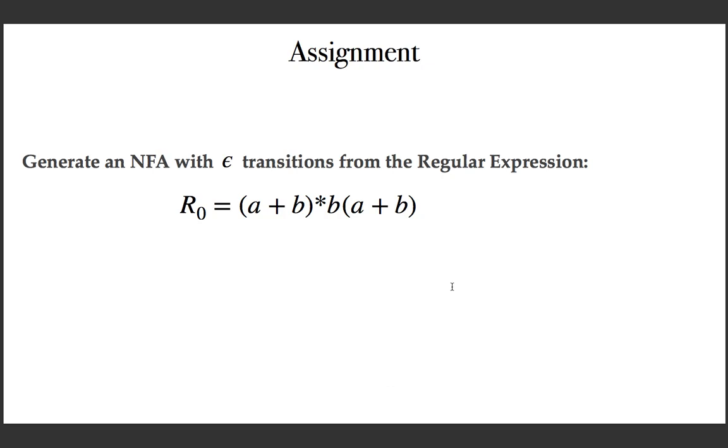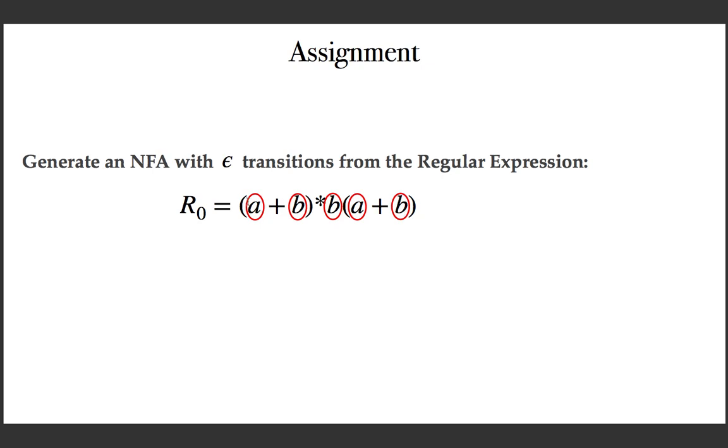Apply the algorithm discussed in the class to generate an NFA with epsilon transitions from the following regular expression. So how will you do it? You know that all these are basic regular expressions, just alphabets. So from the base step for constructing NFAs for regular expressions, you know how to generate NFAs for all these base cases. You will get 1, 2, 3, 4, 5 different NFAs.